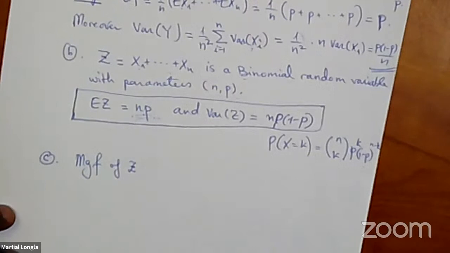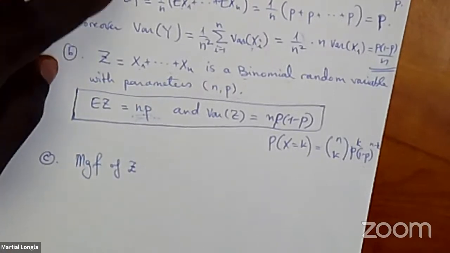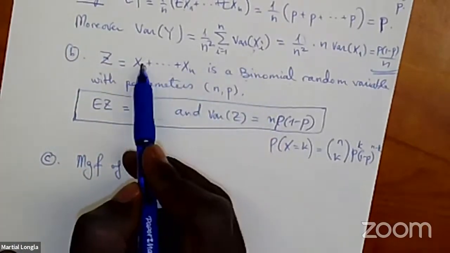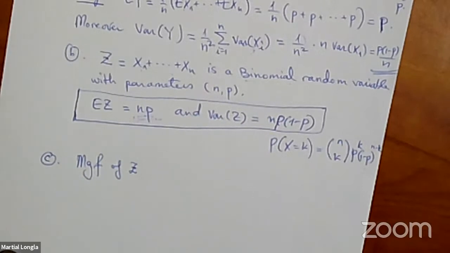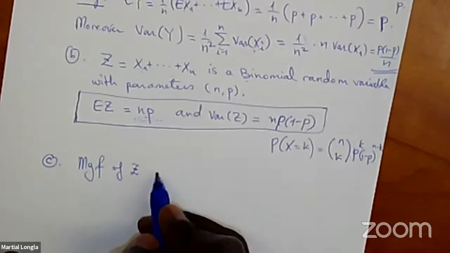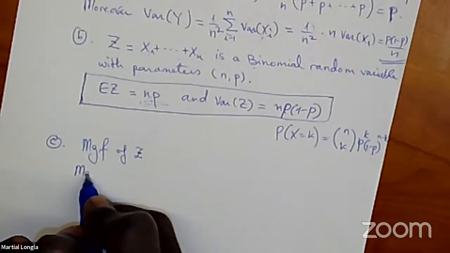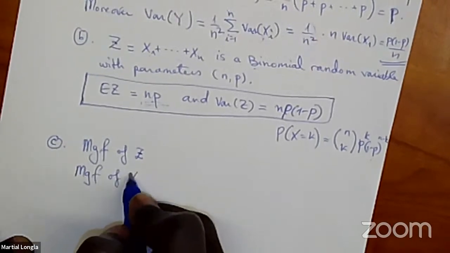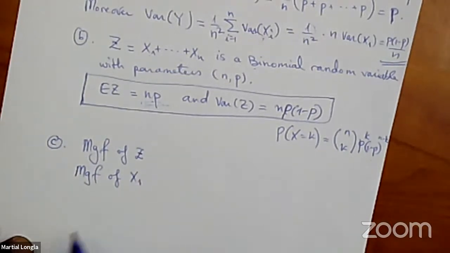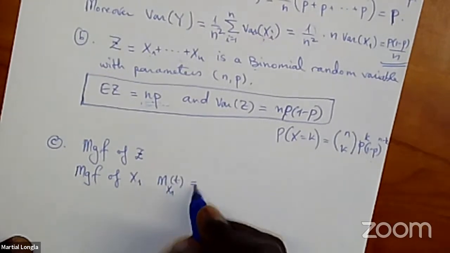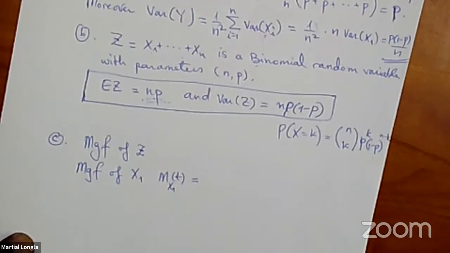But now, if you have done what we did today, and you know that this sum is the binomial random variable, and you know that the random variables are independent, this is how you're going to answer this question. You would say the moment generating function of x1, how do I get it? So m x1 of t equals what? X1 is a Bernoulli random variable. What's the MGF?